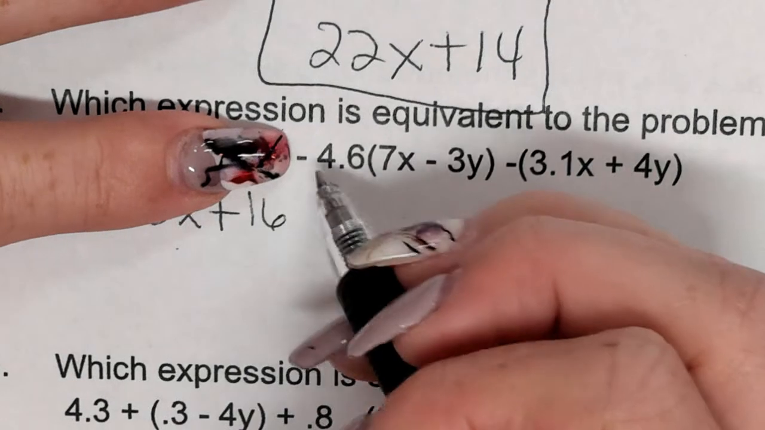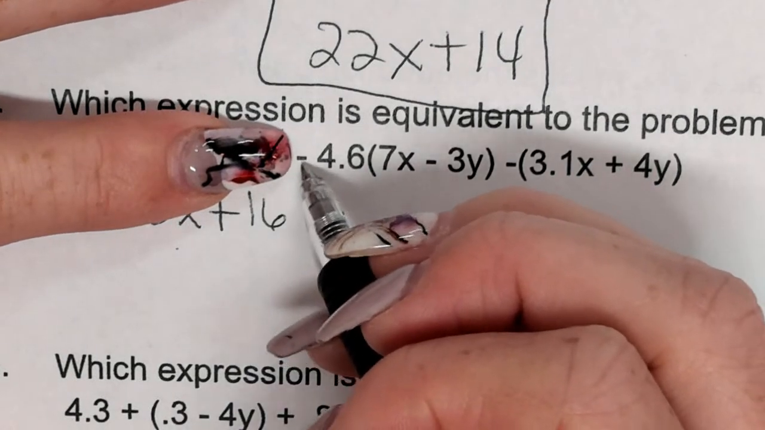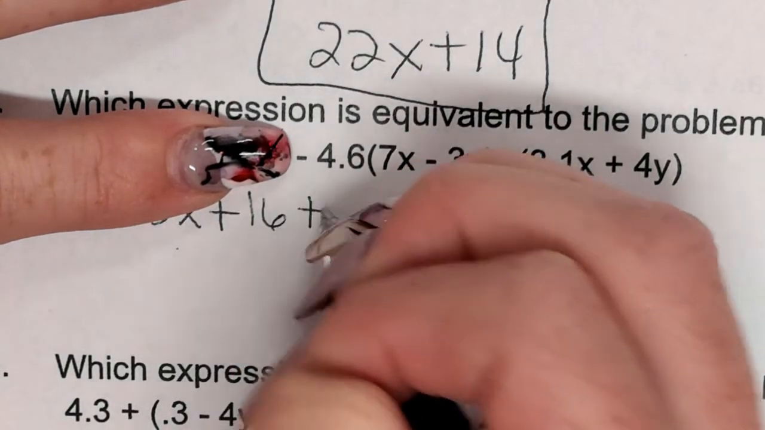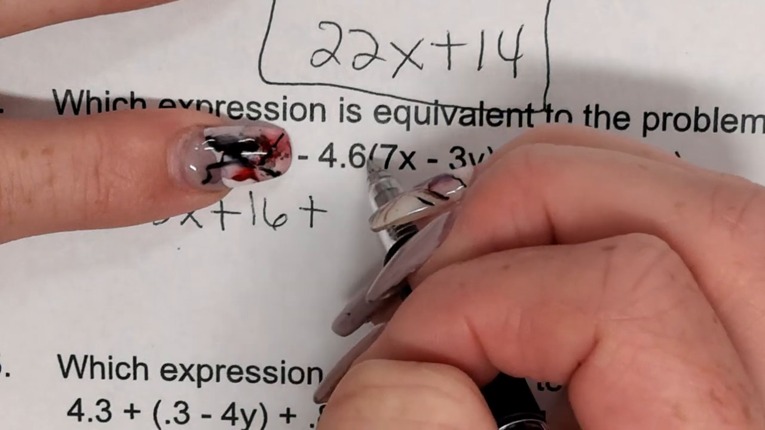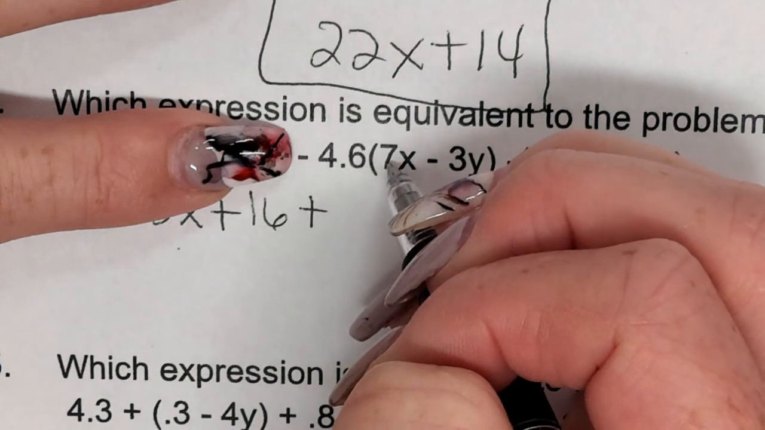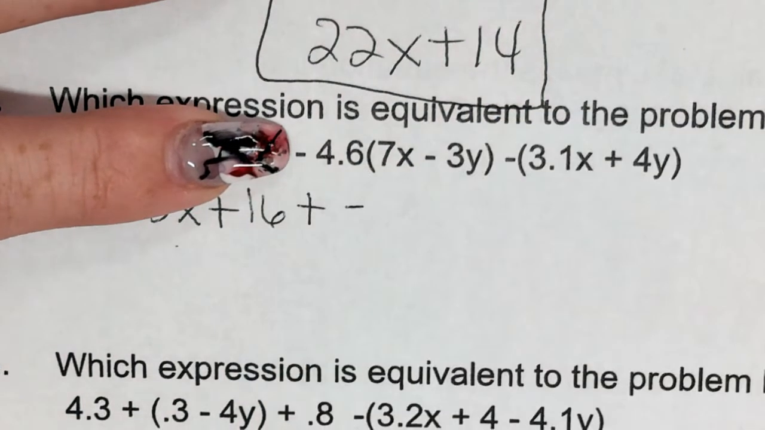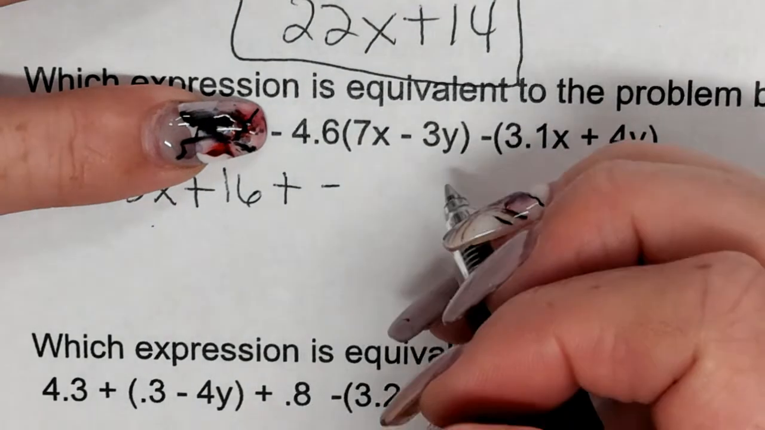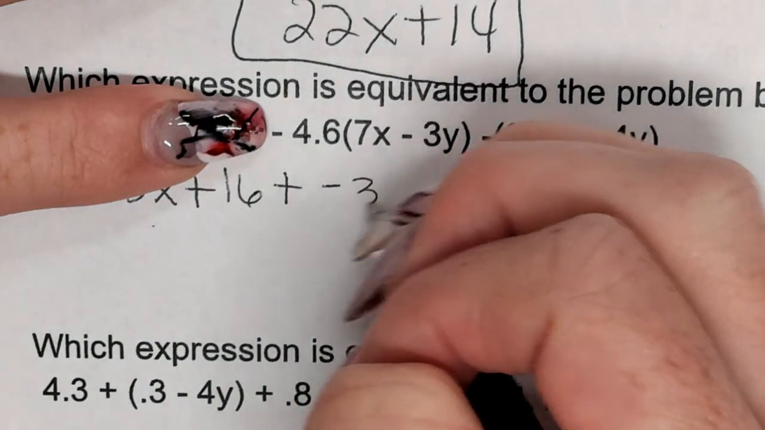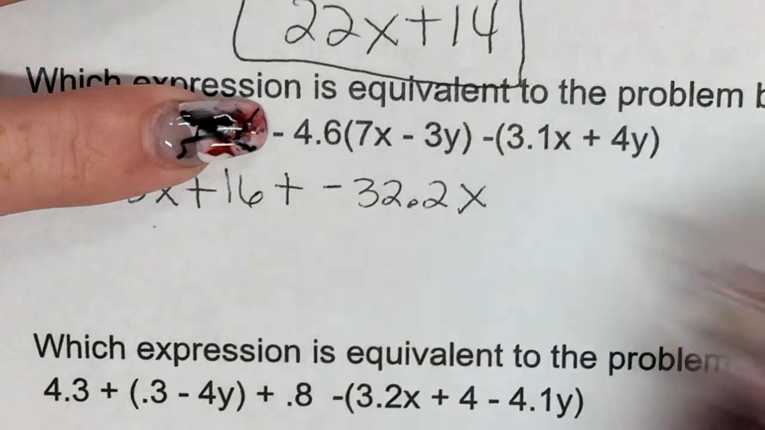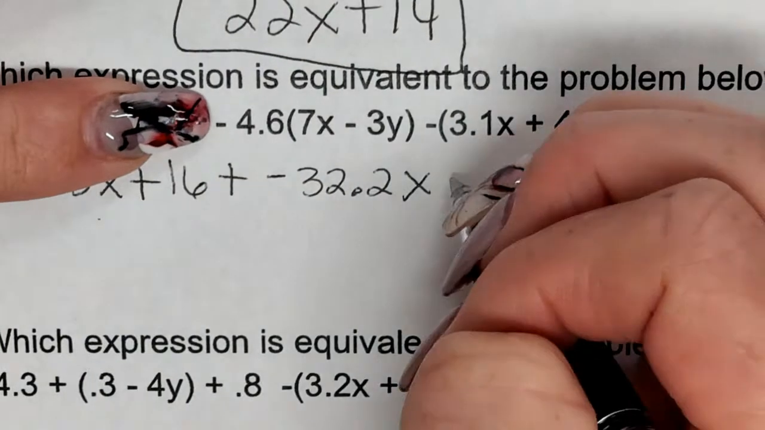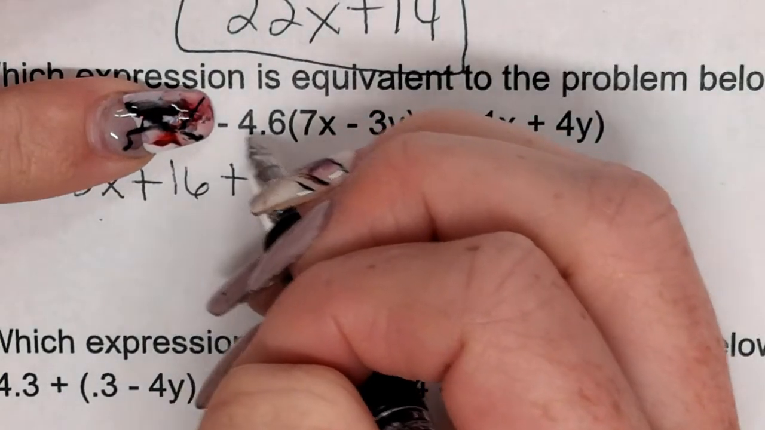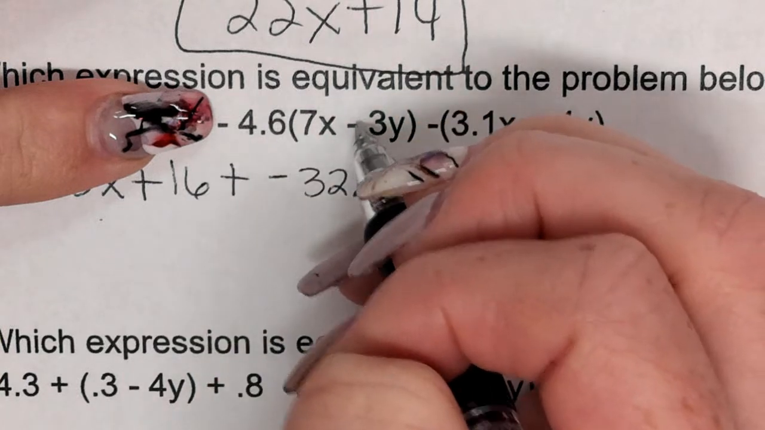Now I'm going to do this. What sign is in front of this? Okay, so I'm going to put a plus. What's negative 4.6 times 7? Negative 32.2x. Y'all got to use y'all's calculators. Plus, what's negative 4.6 times negative 3?